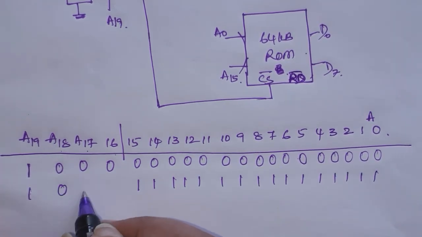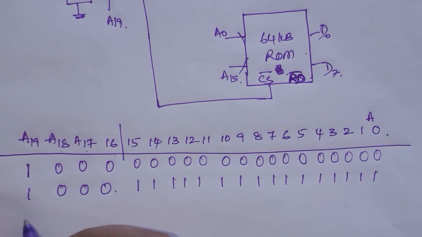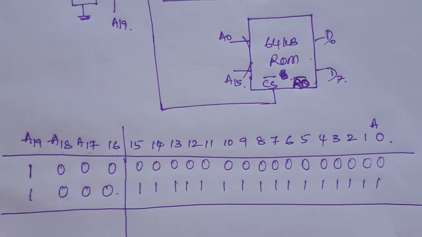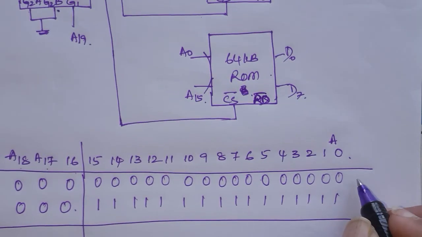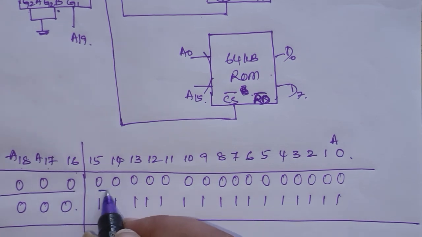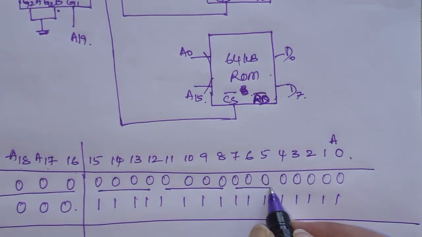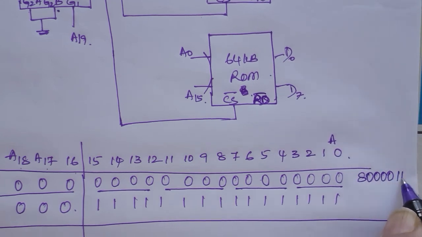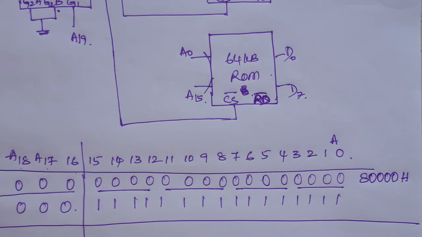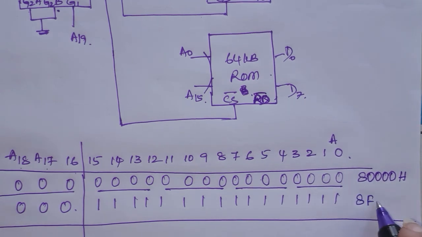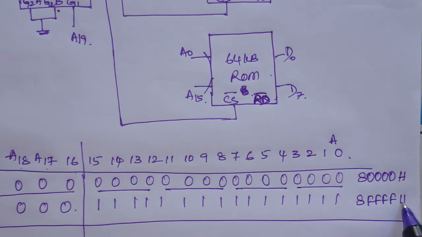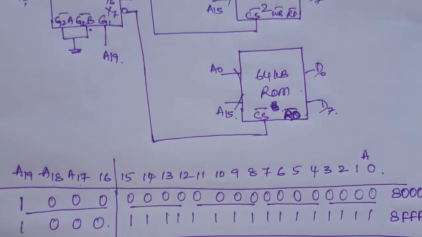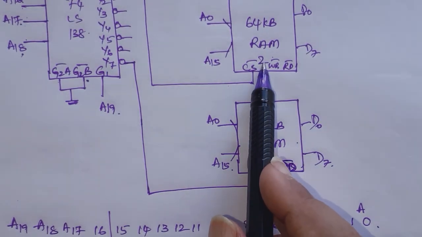Okay, so for the RAM 1 chip, what is the start address in hexadecimal? It is 8000H, and the end address is 8FFFH. Isn't it? Now let's see what the address range of our RAM 2 chip is.